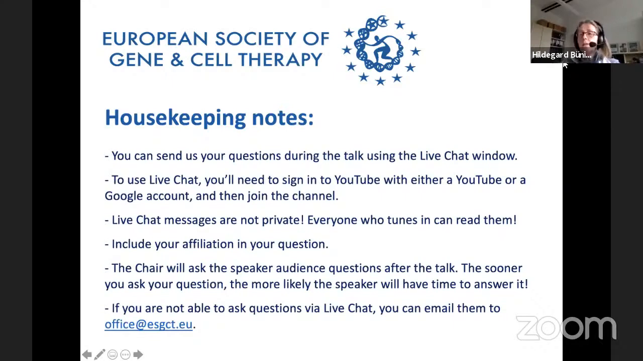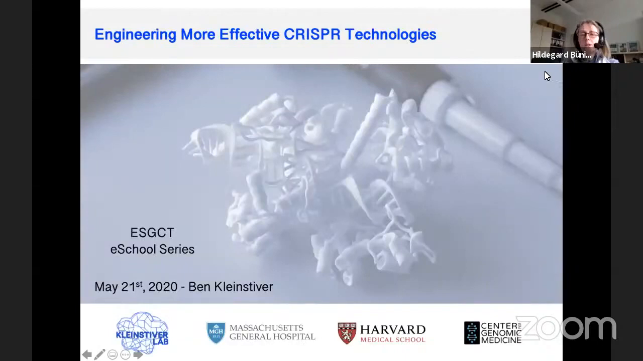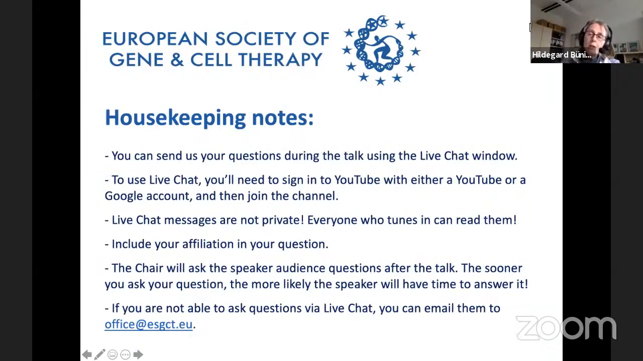The European Society of Gene and Cell Therapy is a non-profit organization. We promote fundamental and clinical research in gene therapy, cell therapy, and genetic vaccines. And part of our mission is education. We therefore launched the eSchool in May this year. Today, we will focus on designer nucleases.